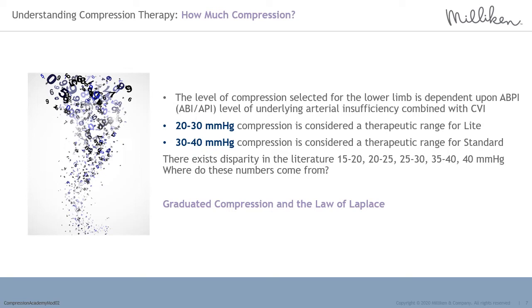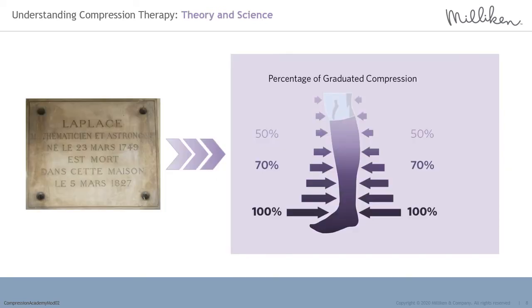Where these numbers are generated and how they are measured essentially relates to the theory of graduated compression and the use of Laplace's law. Since the 1980s, multi-layer compression bandaging methods, 3 and 4 layer, including the original Charing Cross bandage method, have been well reported in the literature as providing graduated compression, with 4 layers specifically to achieve 40 millimetres of mercury pressure at the ankle, graduating to 17 millimetres of mercury pressure at the knee.